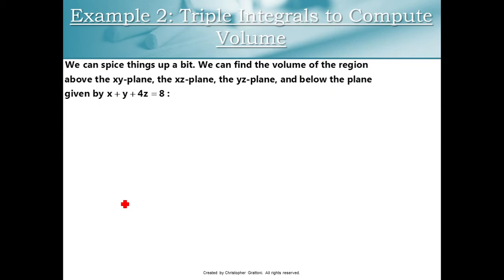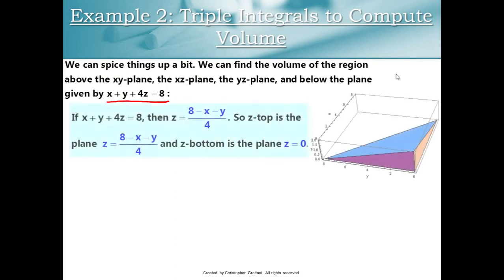And then we'll talk about another interpretation of triple integrals that goes beyond volume when you start messing with the integrand and having an integrand other than 1. But here's a slightly more complicated geometry problem. So I want to find the volume of the region that's above the xy plane, above the xz plane, and above the yz plane, but below the plane given by this equation, x plus y plus 4z equals 8. The region looks like this little guy right here.